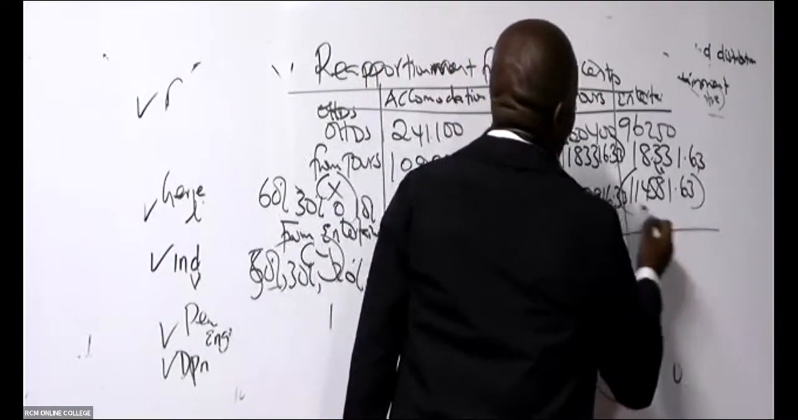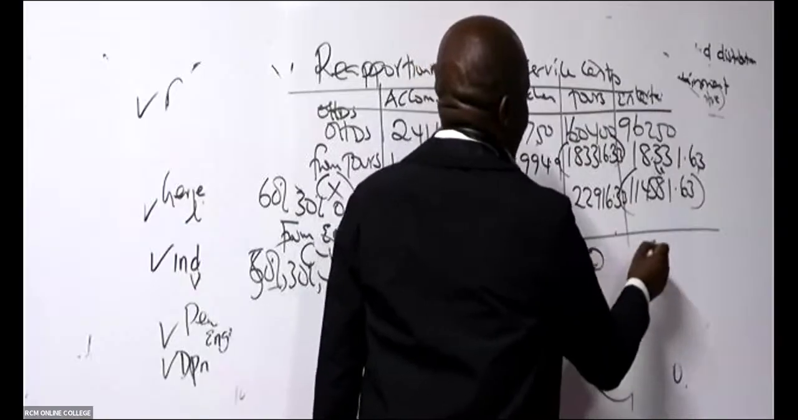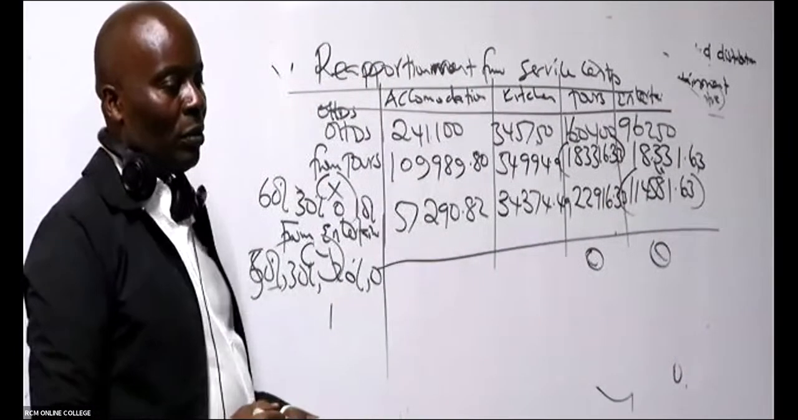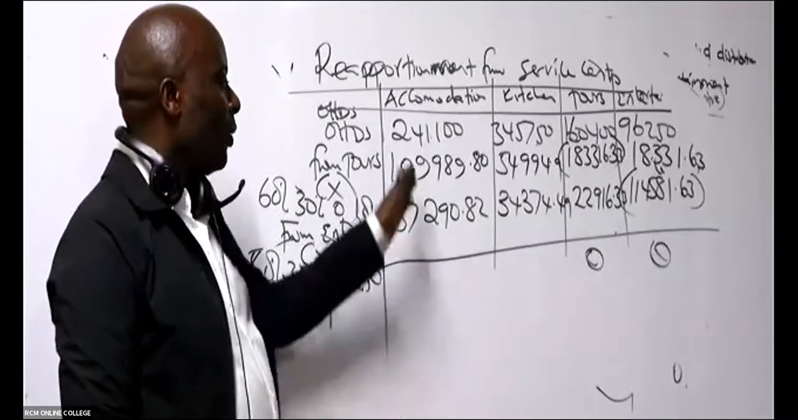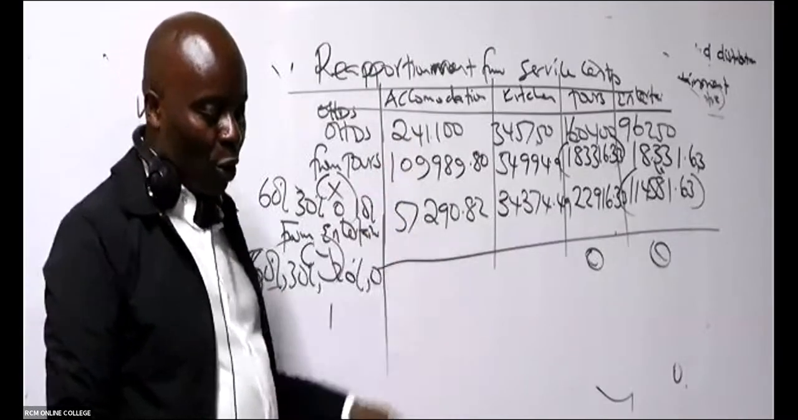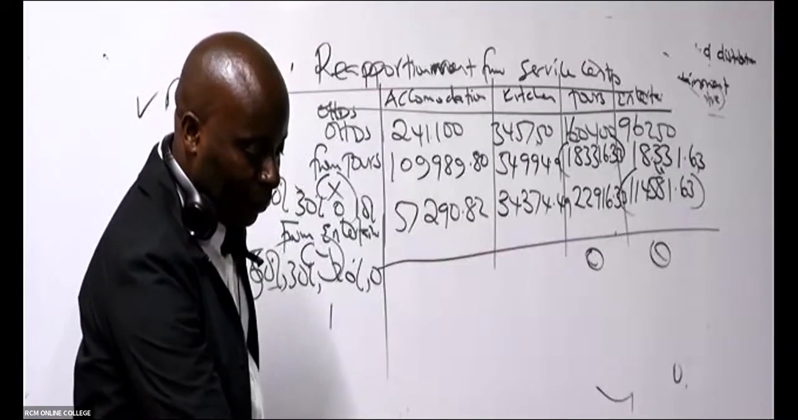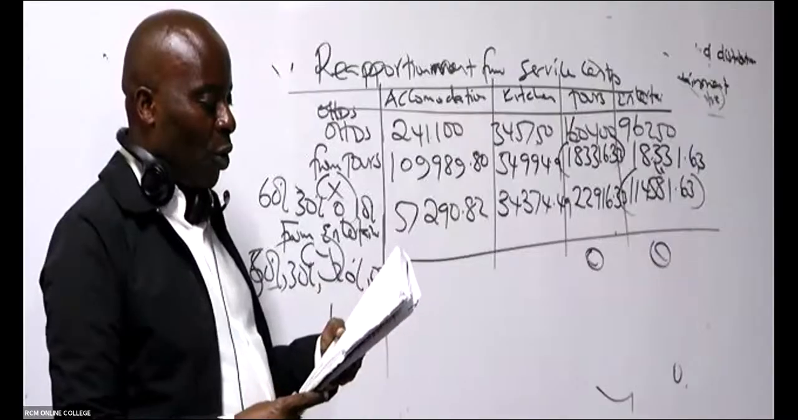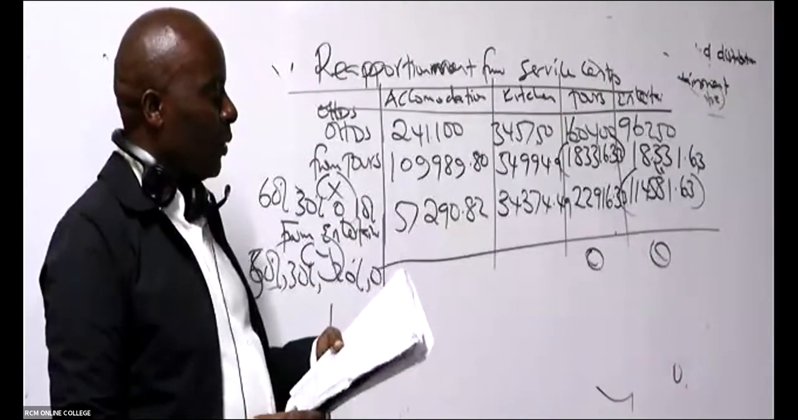And most importantly, as you do additions, tours will have 0. Entertainment, because they are service centers, they will have 0. So please give me the total for accommodation and total for kitchen.